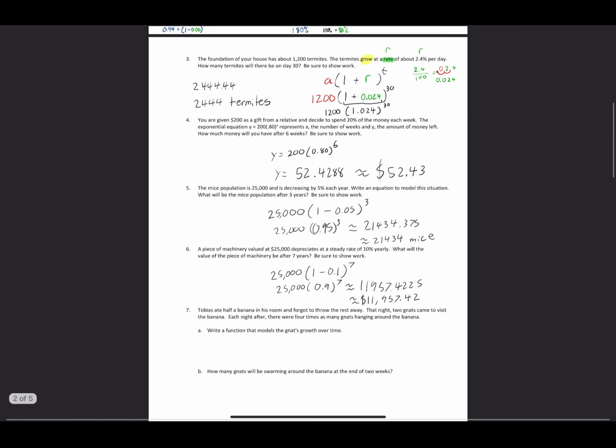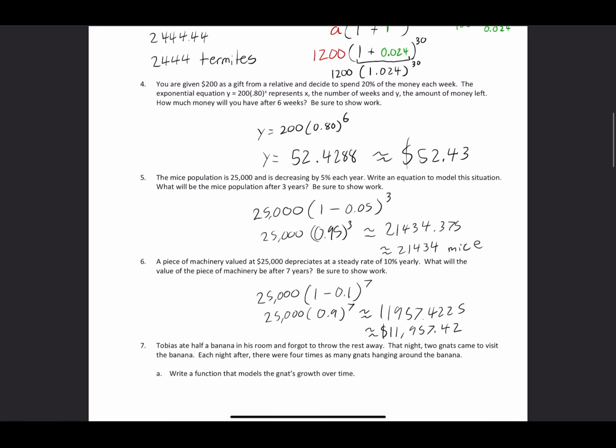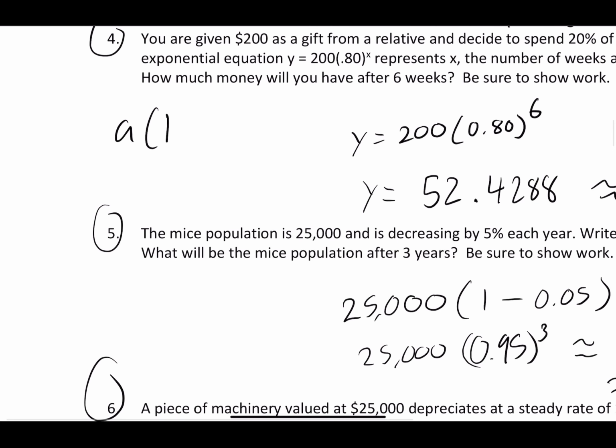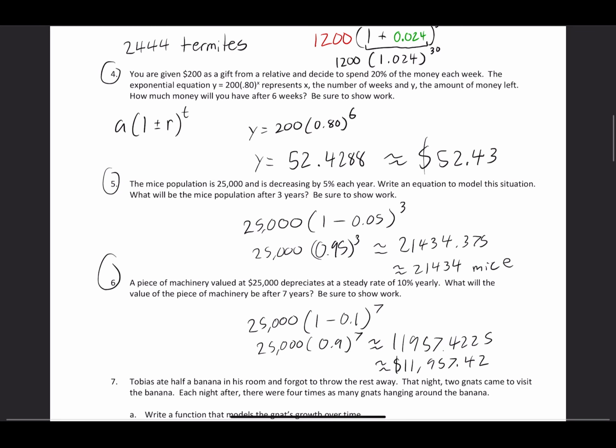So all these problems after number 3 are nothing more than percentage problems. So we should use the formula for every single one of them, 4, 5, and 6: A times some value, 1 or 100%, sometimes plus, sometimes minus, depending on growth or decay, some value r, a rate, to some power t. So 4, 5, and 6 are all percentages. They should all use r.